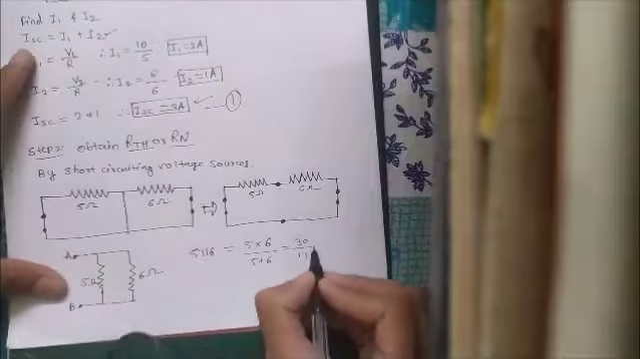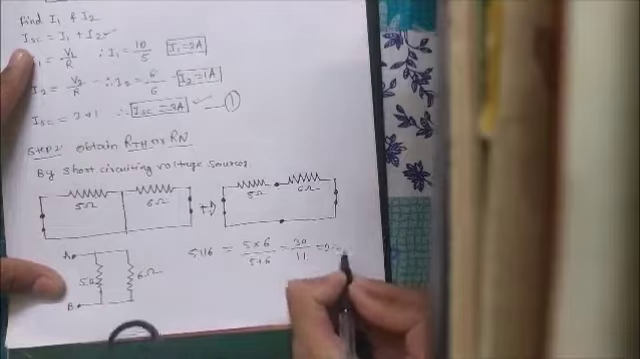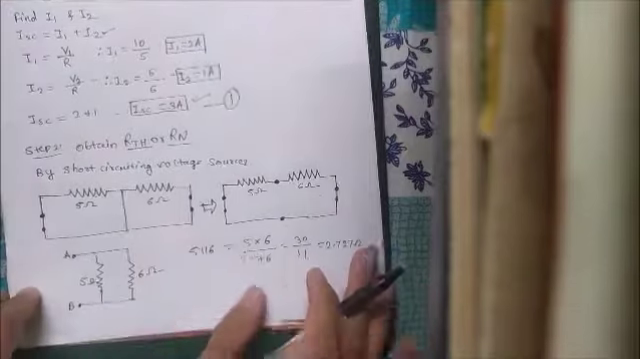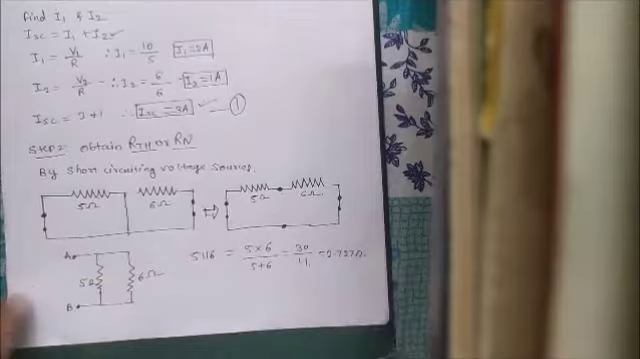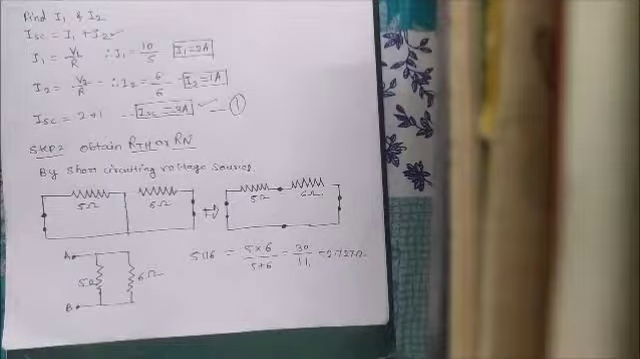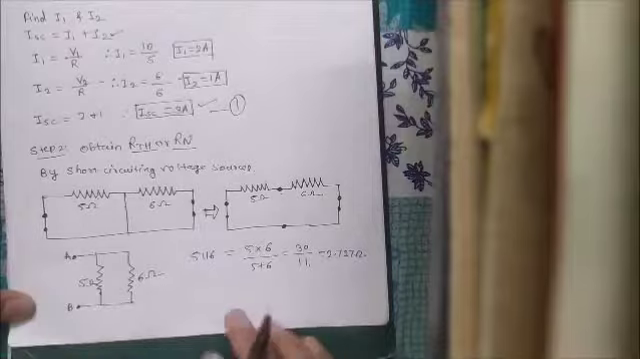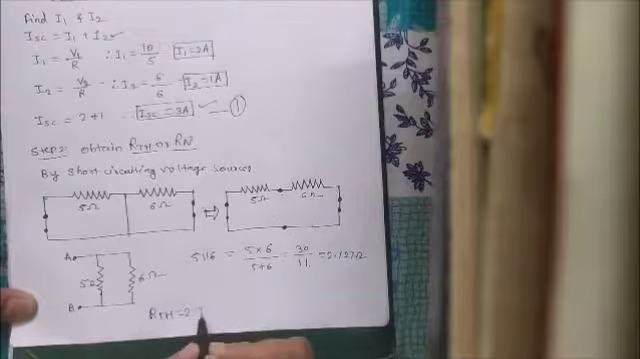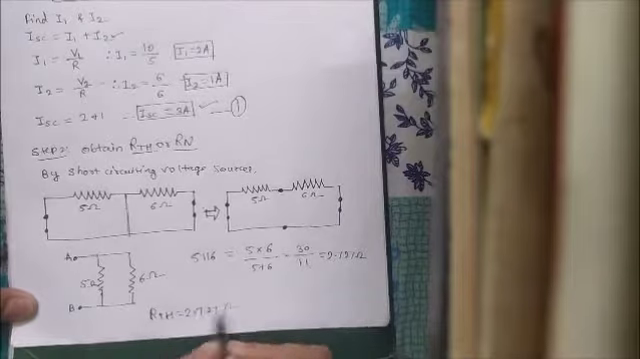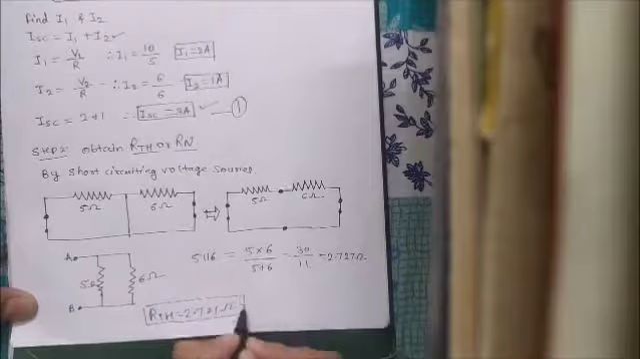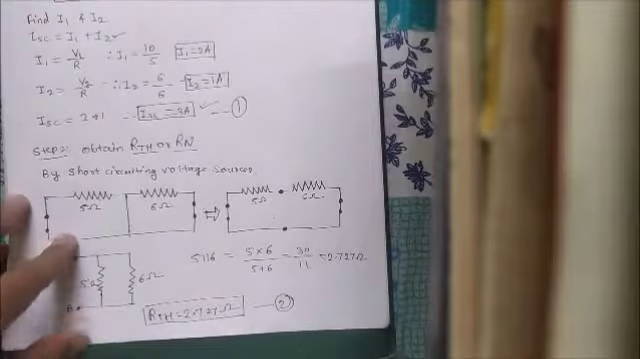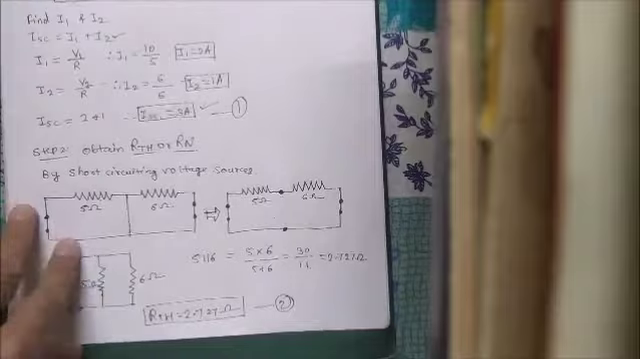So the value of this resistance is 2.727 ohm. That means the parallel combination of both resistances is 2.727 ohm. Now we have found the RTH. So RTH equals 2.727 ohm. This is your Thevenin's resistance or Norton's resistance. This is your second step, and in the next step we are going to calculate the Norton's equivalent circuit.